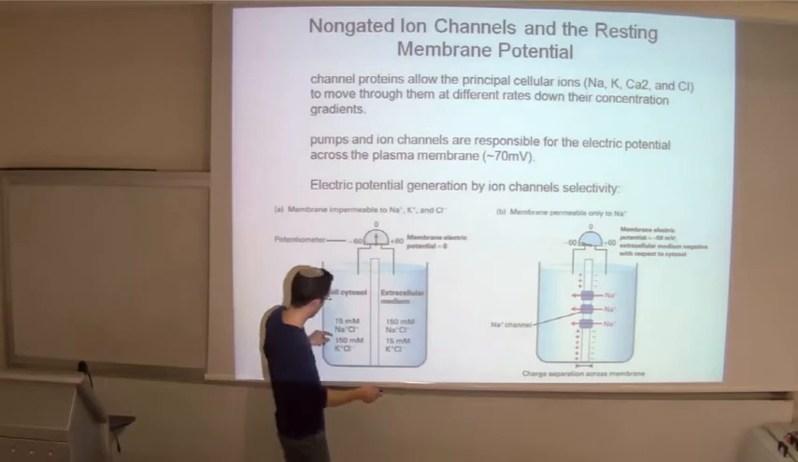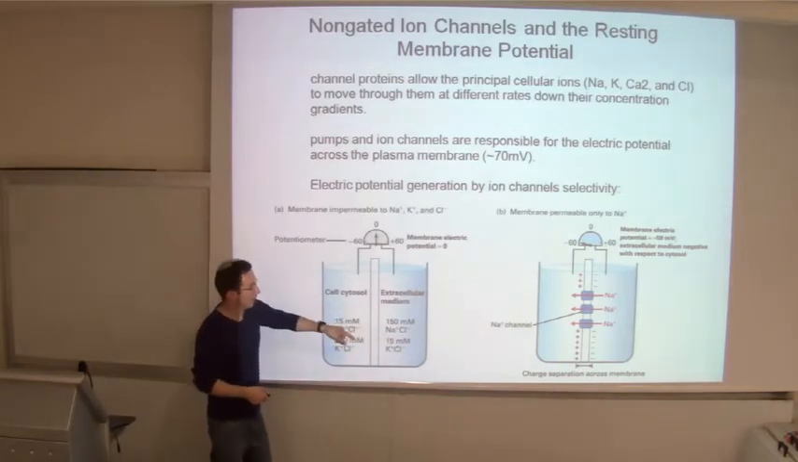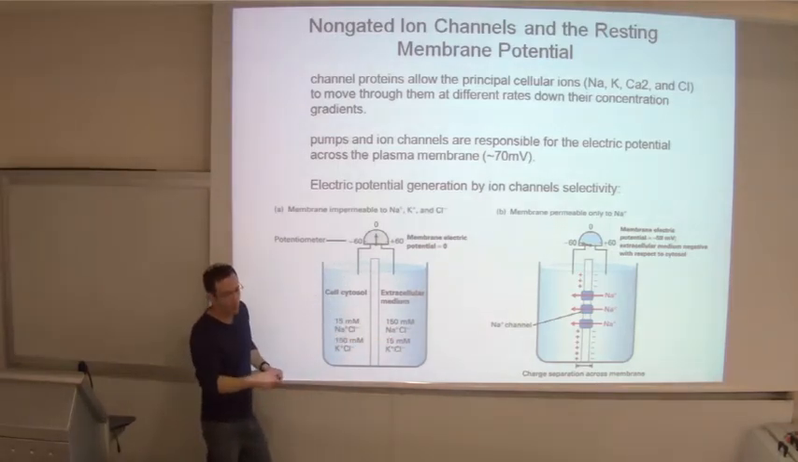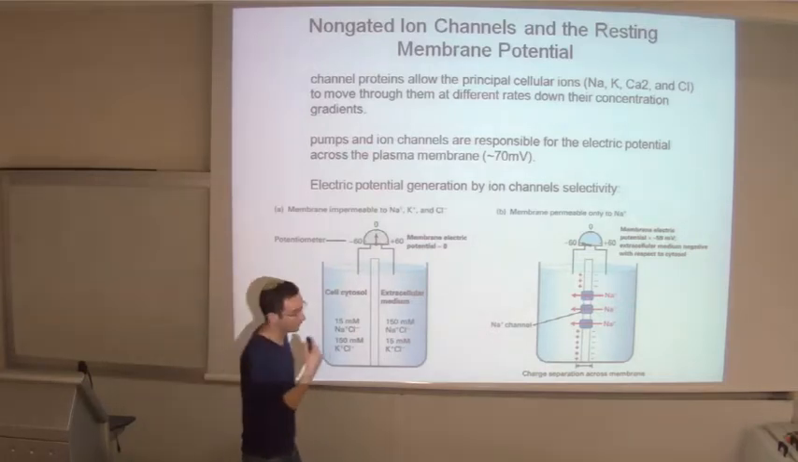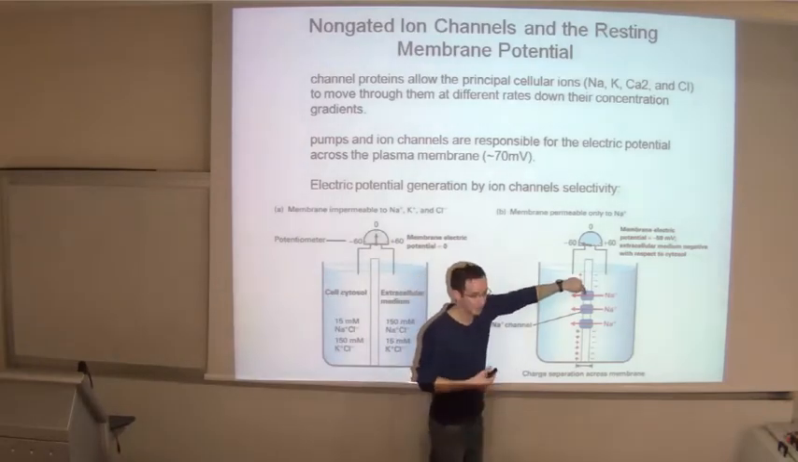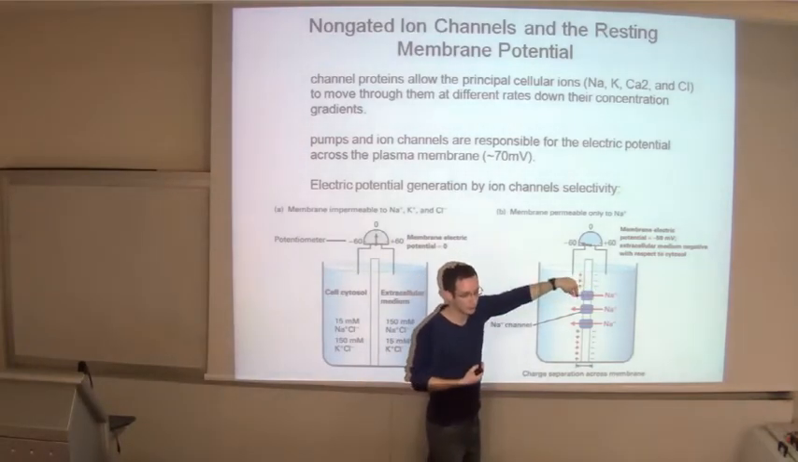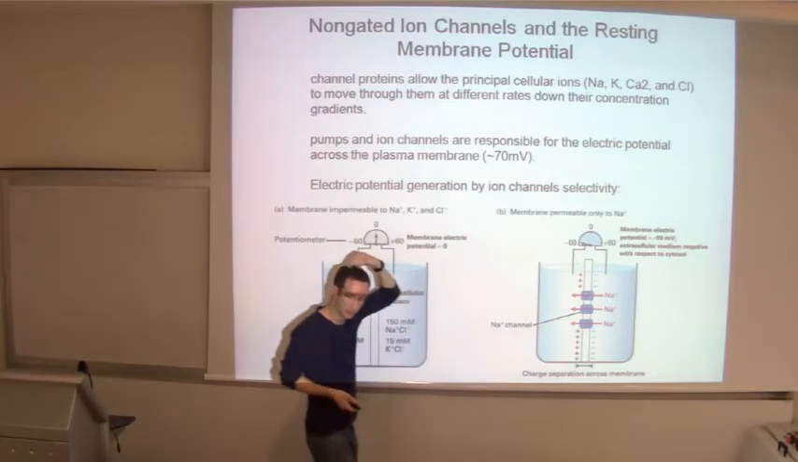So potassium would also flow from here to there, and the net charge would be zero. And again, you would have no electric potential. So you have to have differential transport between ions with the same sign. Or I could say that, in other words, if this channel would not be selective for sodium and would transport potassium and sodium in the same manner, again, the same thing would happen.